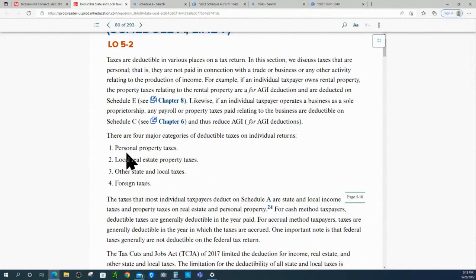Okay, so we've got a difference here between personal property taxes and real estate property taxes. Personal property is essentially anything that isn't real estate. So a vehicle, a boat, an airplane, hopefully someday you have an airplane, an RV, an ATV, those types of things would be personal property. Real estate is some sort of building or home, okay?